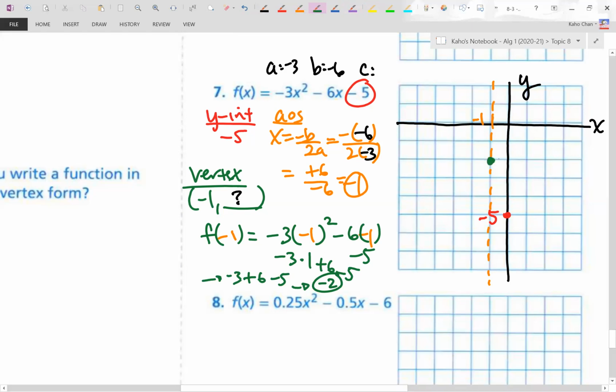Oh, interesting. It's an upside down parabola. Very cool. And we've got to finish off the other side of the symmetric parabola, 1 over to the other side from that red dot. And there it is.